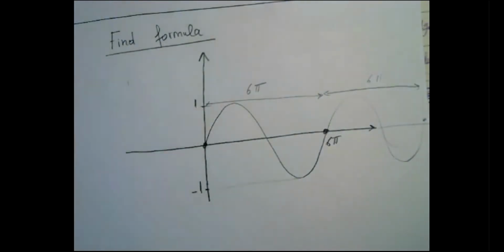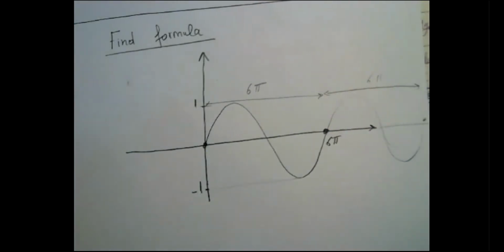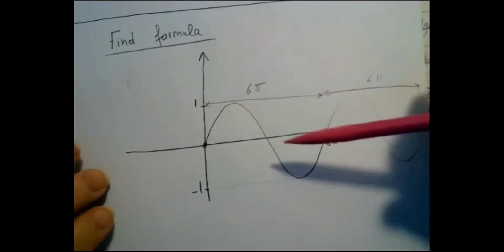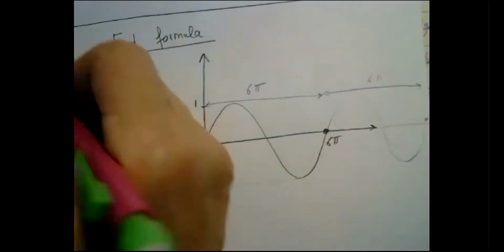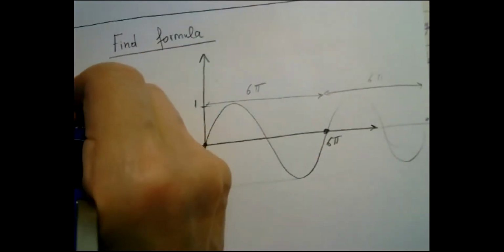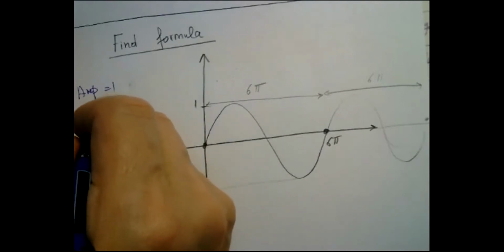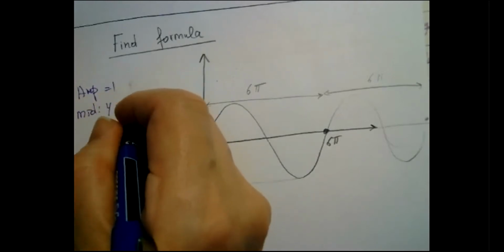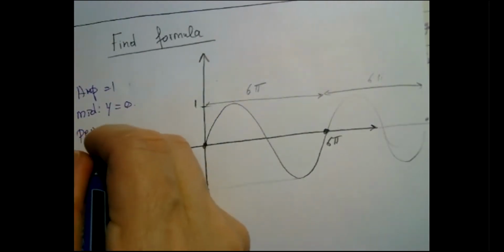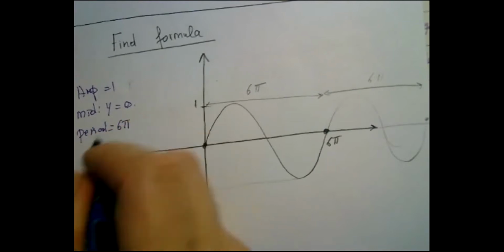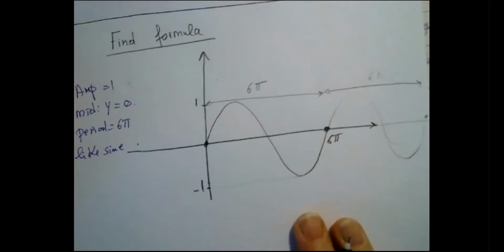When we need to find a formula, again, we look at the picture very well. We should figure out the amplitude, the midline, and everything. But now I'm giving you an easy scenario. The amplitude is 1, and the midline is y equals 0. The period is 6 pi, and the graph looks like a sine graph. That's what we have.